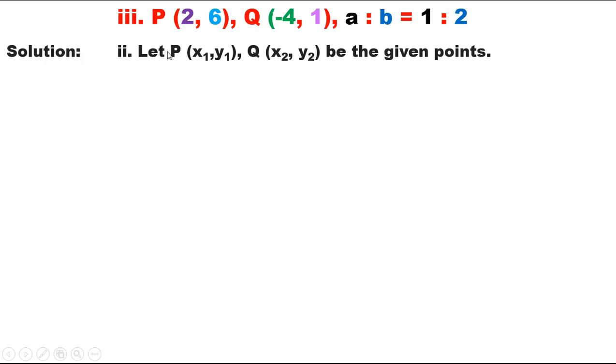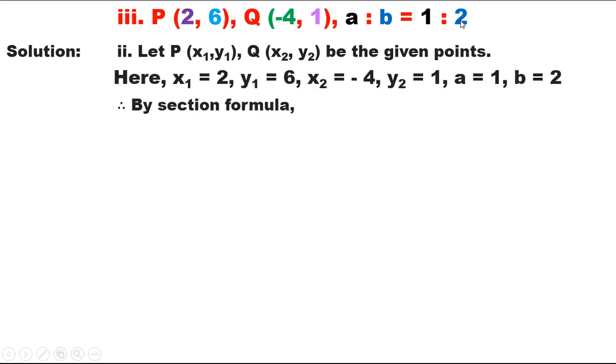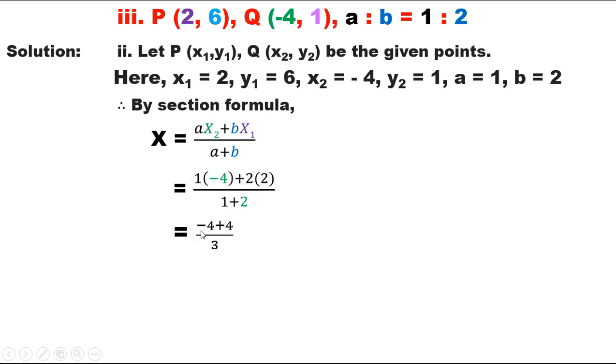Let us assume that the coordinates of P are x1, y1 and the coordinates of Q are x2, y2, and a is equal to 1 and b is equal to 2. By the section formula, the x coordinate of the point A is equal to a of x2 plus b of x1 divided by a plus b. That is 1 into minus 4 plus 2 into 2 divided by 1 plus 2. Minus 4 plus 4 divided by 3 is equal to 0 upon 3, which is equal to 0.